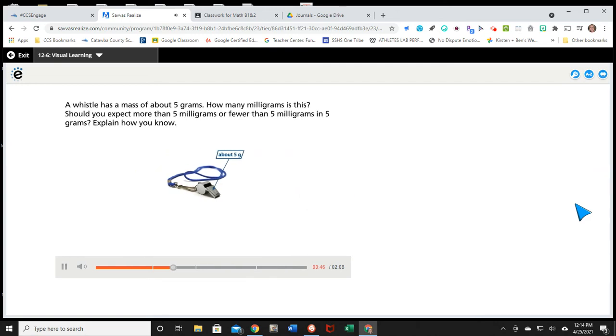A whistle has a mass of about 5 grams. How many milligrams is this? Should you expect more than 5 milligrams or fewer than 5 milligrams in 5 grams? Explain how you know. I would expect there to be more milligrams because we're moving from that larger base unit of grams to those itty bitty teeny tiny milligrams. So it takes many more milligrams to make 1 gram. So we're going to be multiplying. So I'm going to say we're going to expect more.